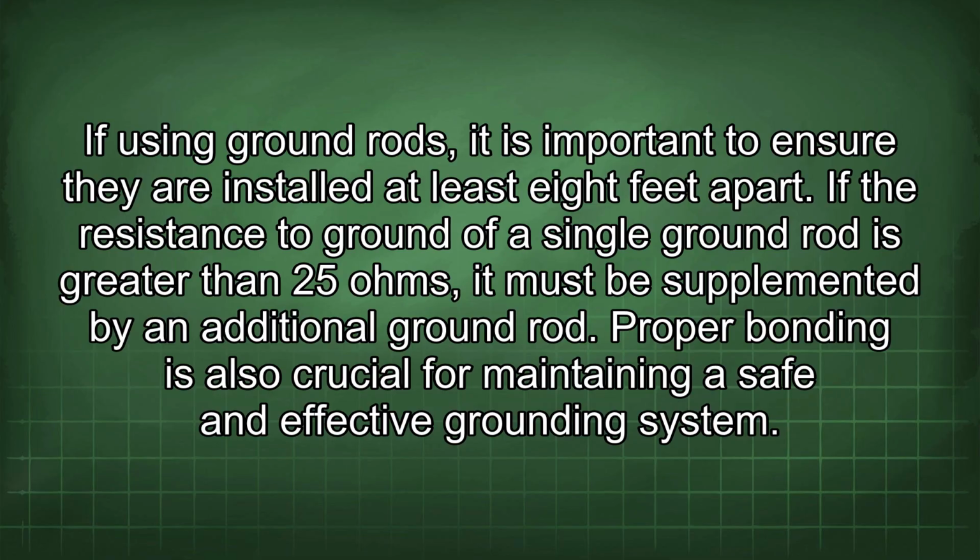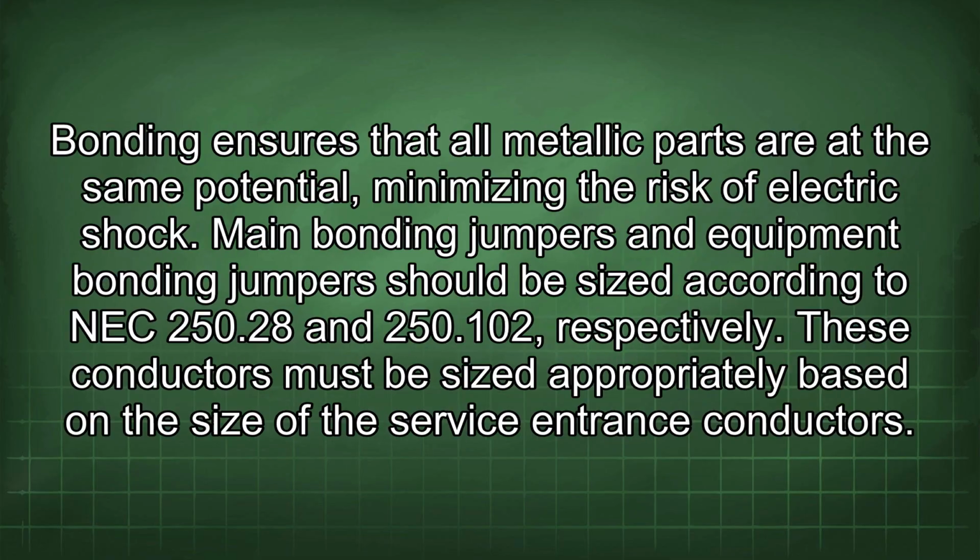Proper bonding is also crucial for maintaining a safe and effective grounding system. Bonding ensures that all metallic parts are at the same potential, minimizing the risk of electric shock. Main bonding jumpers and equipment bonding jumpers should be sized according to NEC 250.28 and 250.102 respectively. These conductors must be sized appropriately based on the size of the service entrance conductors.